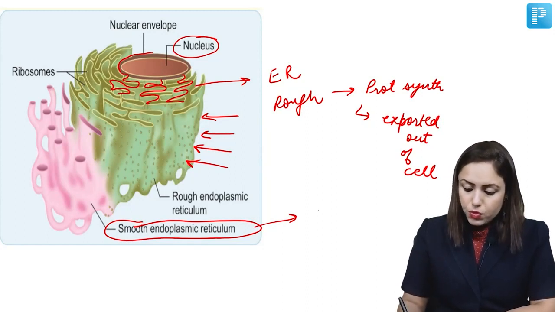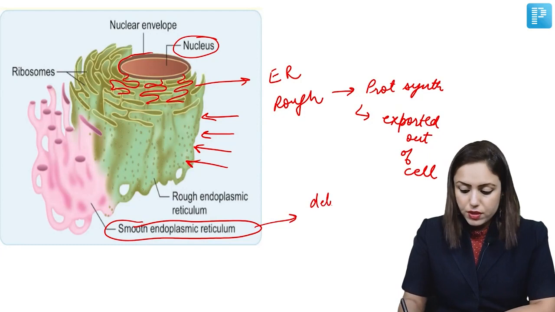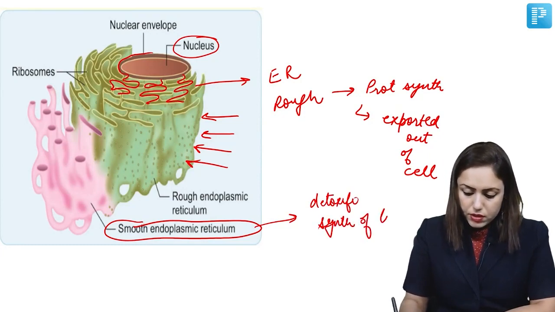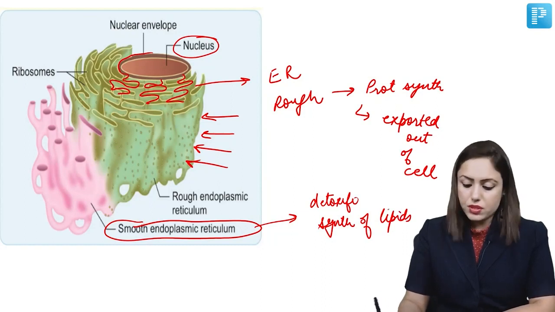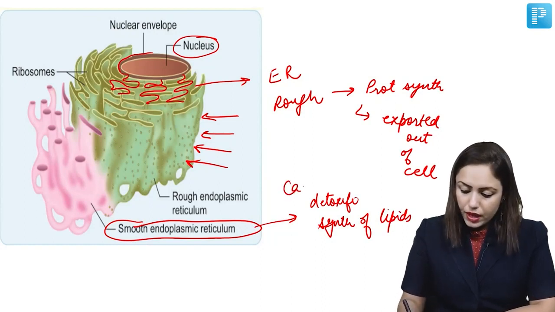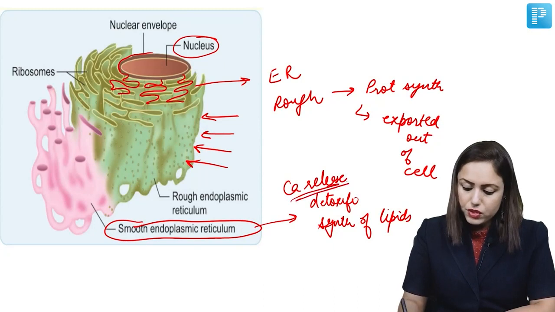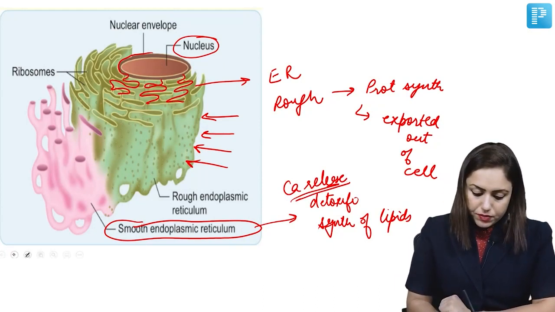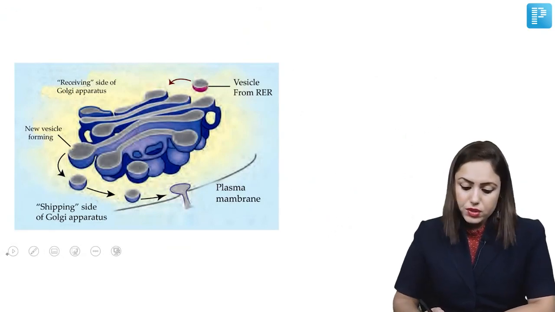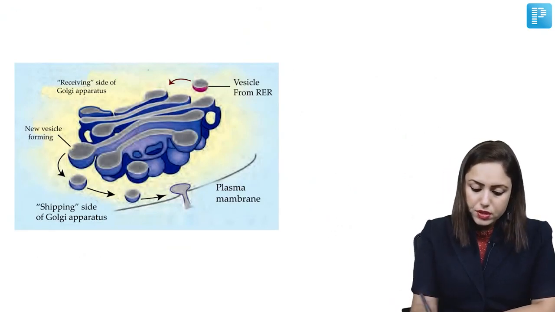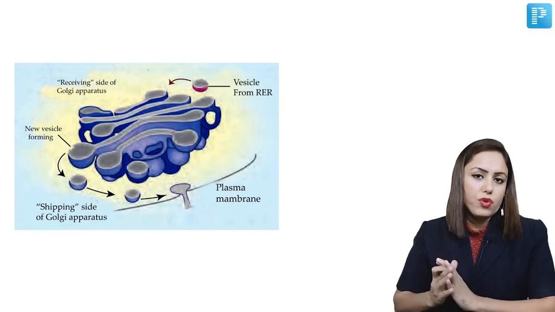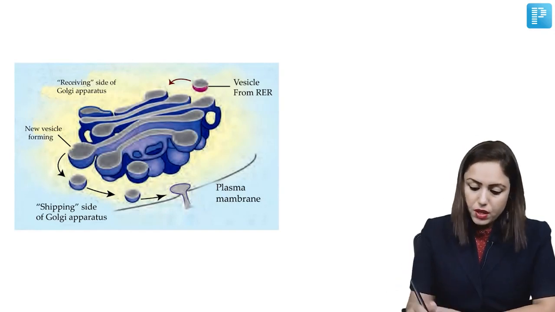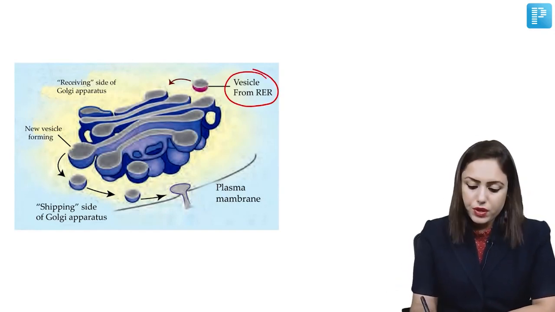Here smooth endoplasmic reticulum function is in detoxification, synthesis of lipids and calcium release and sequestration, right? Then Golgi apparatus. Golgi apparatus will receive the proteins from endoplasmic reticulum. So mainly from rough endoplasmic reticulum.